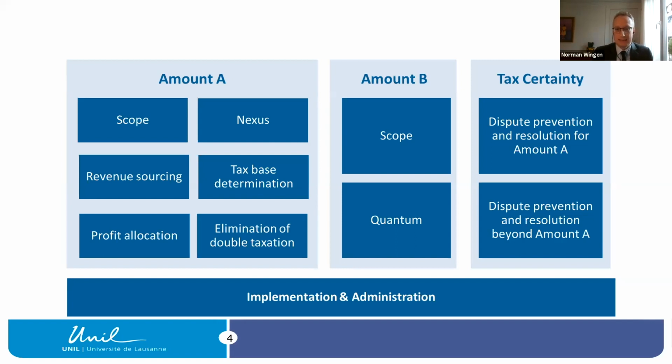There are two ideas explained in the blueprint for how this issue of double counting could be addressed. The first one is called the marketing and distribution safe harbor, which basically says, well, if you already have enough residual profit in the market jurisdiction, then there might not be an additional Amount A allocation. That's the first idea. The second idea is the so-called domestic business exception.